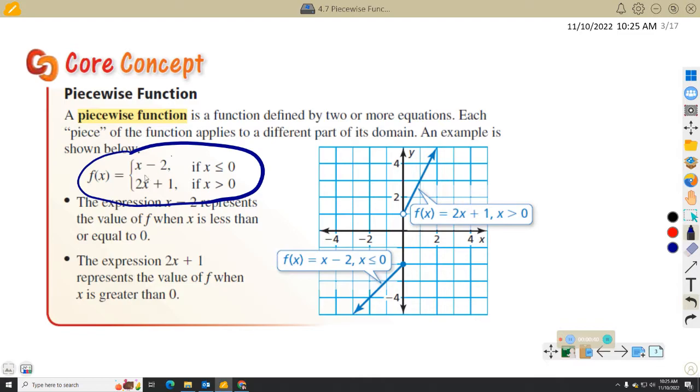In this case, we have two equations. We have this one and this one. Which equation we use depends on the input value we're going to use, and the input value is defined over here. The domain is split into two separate sections. In this case, if x is less than or equal to 0, you would use the first equation, and if x is greater than 0, you use the second equation. So let's take a look and see how we would use that when evaluating a function like this.